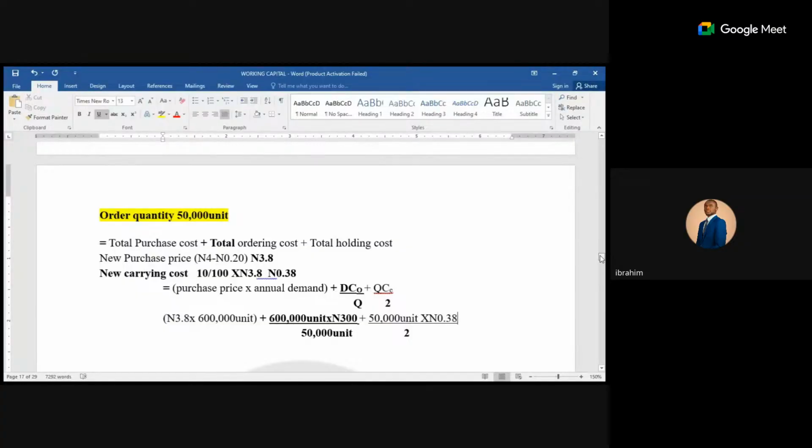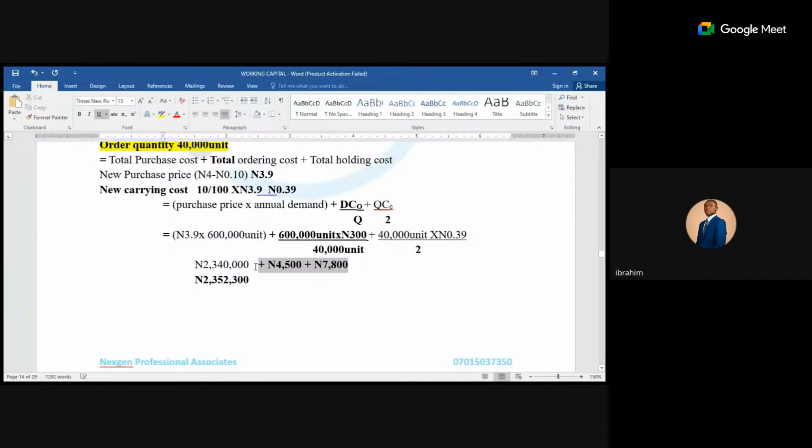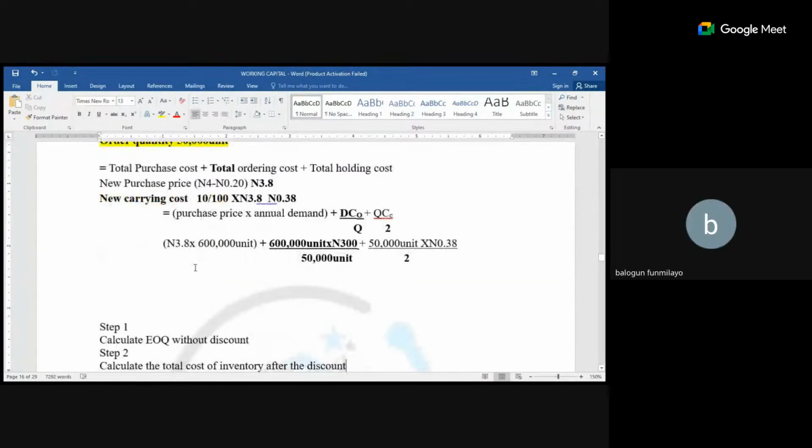So give me the figures. What do we have? The first one, 2,280,000. The next one, what do you have? 3,600. The next one, what do you have? 9,500. What will be the total? The total costs. 2,480,900.